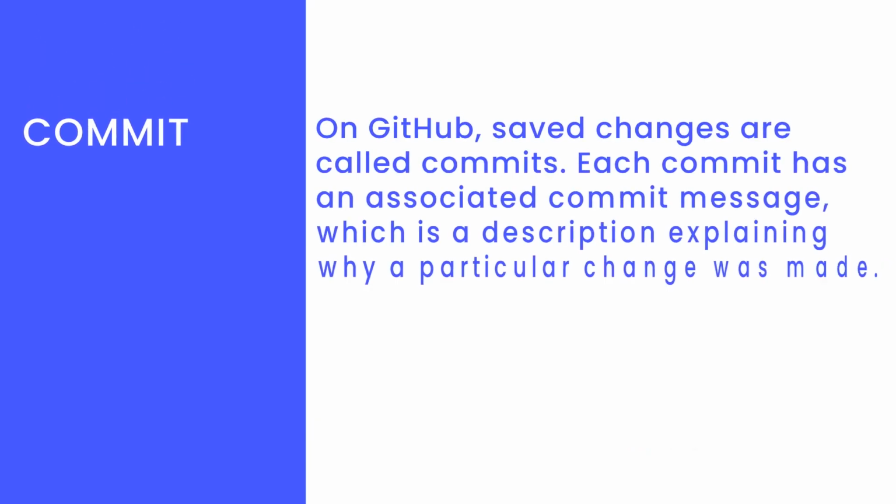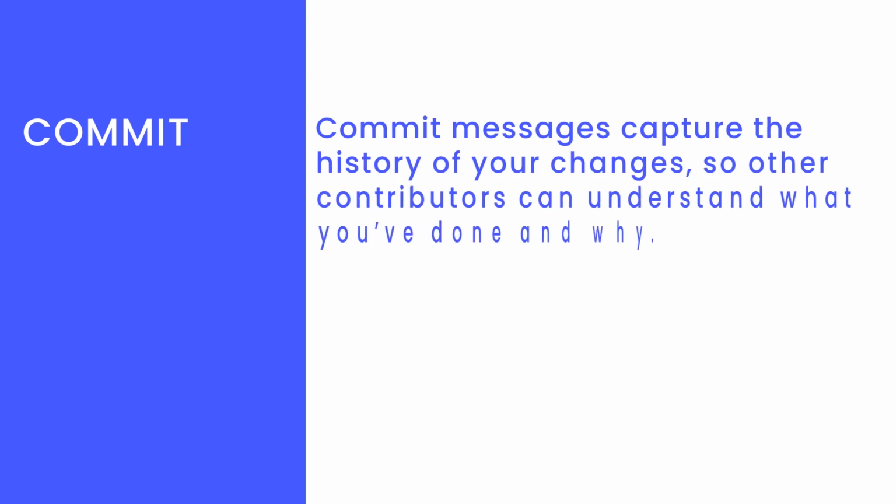Let us look at how to make commits. On GitHub, saved changes are called commits. Each commit has an associated commit message, which is a description explaining why a particular change was made. Commit messages capture the history of your changes so that other contributors can understand what you've done and why.